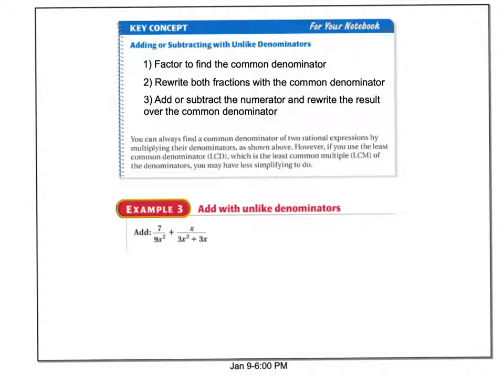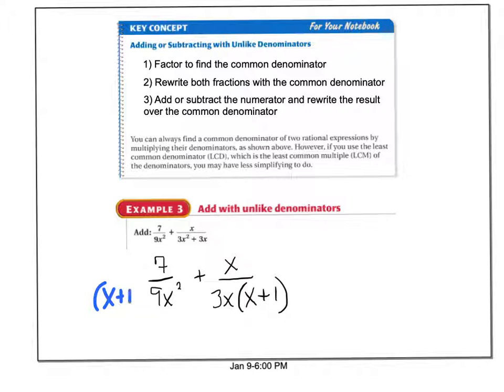You need to start to ask yourself some questions. The first one is, what factors are missing from this denominator that the other fraction has in its denominator? Well, I have a 9 over here, which is a multiple of 3, so we can consider that covered. I have an x squared over here, and that's a multiple of x, so I'm good there. The one factor that's missing in the first fraction is this one right here, that binomial x plus 1. Because it's missing in the first fraction, I'm going to need it in order to create my common denominator.